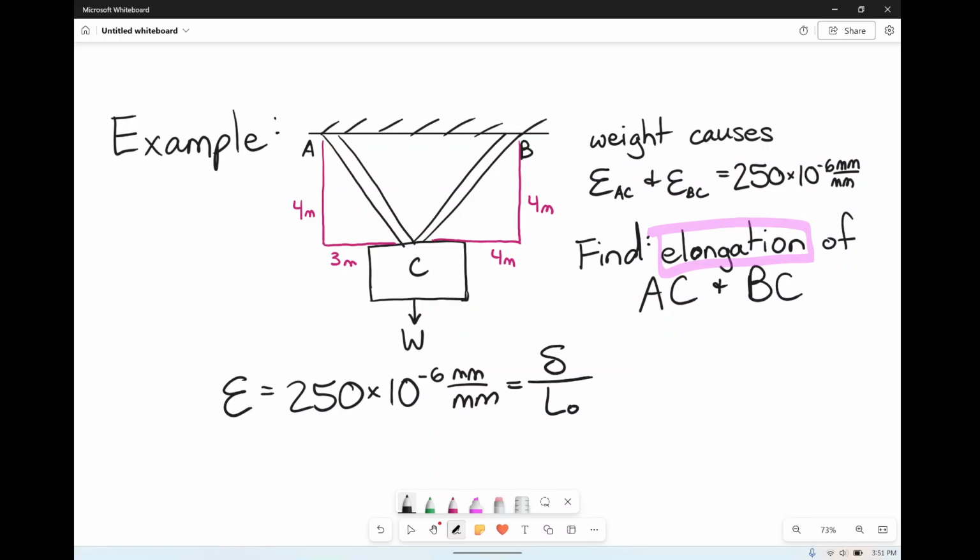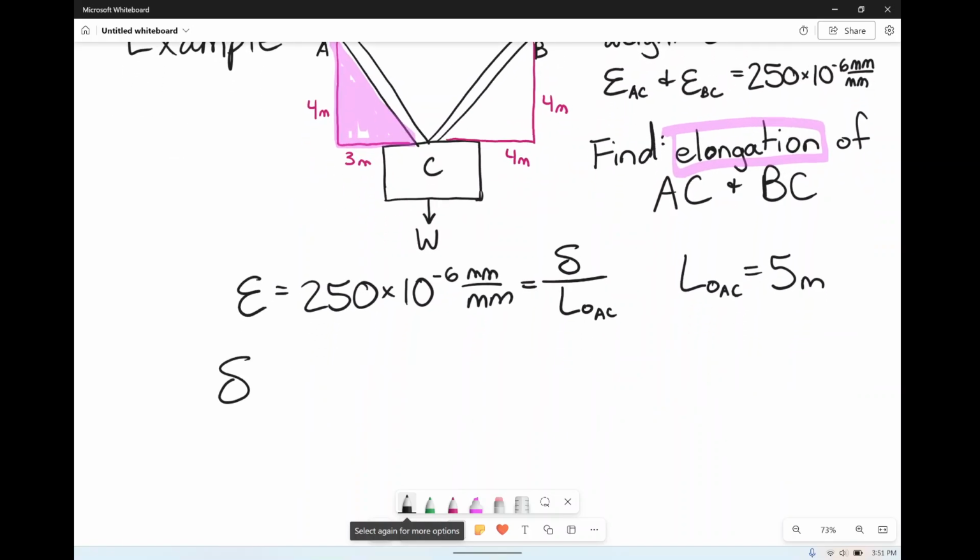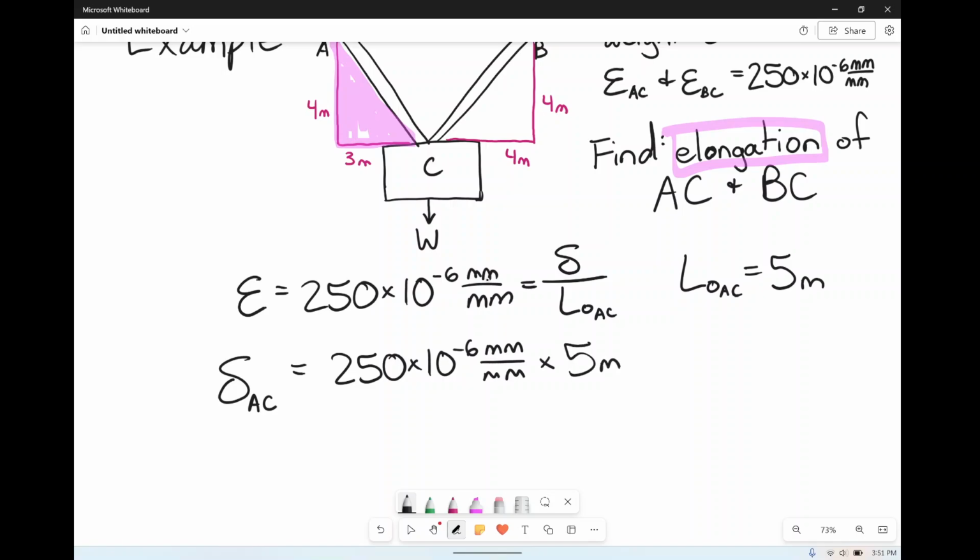And what is the original length for AC? For AC, the original length is, that's a 3, 4, 5 triangle, right? 3, 4, 5 triangle here. So that's literally just going to be 5 meters. So just plugging that in, if I want to actually solve for the elongation of AC, that's just going to be 250 times 10 to the negative 6 millimeters per millimeter times a length of 5 meters. Now you might be thinking, oh no, the units, they're not matching. Technically millimeters per millimeter is going to cancel. So what I'm going to get is a value in terms of meters for this.